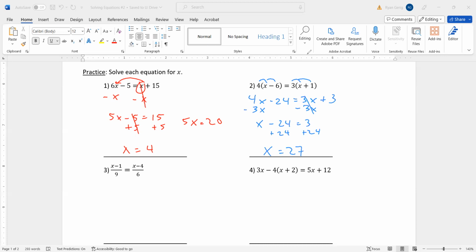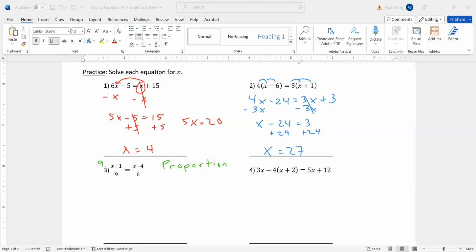Okay, the next one is called a proportion. With proportions, which are a fraction equal to another fraction, what you're going to do is cross multiply. Now I'm going to go a little slower on this one to show you what I mean by cross multiply.